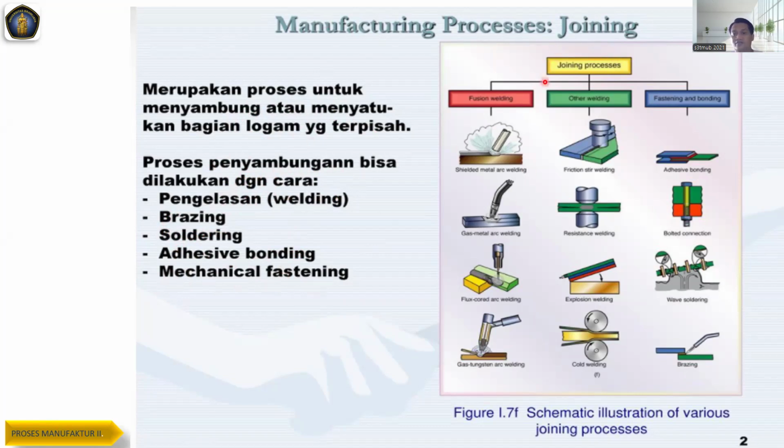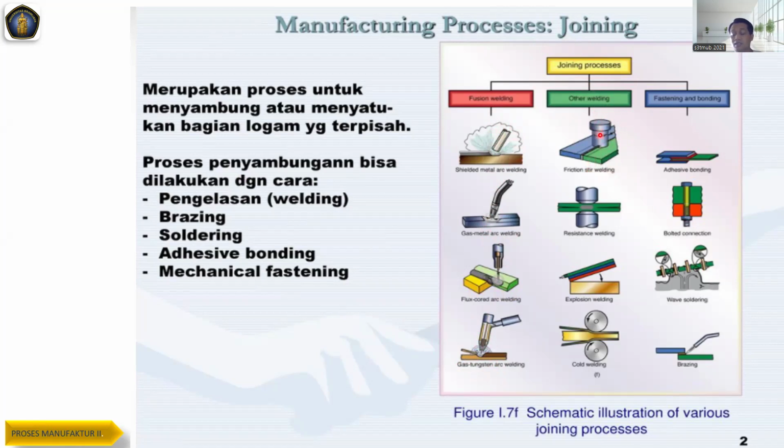For joining processes, you can see this table here. This is SMAW, or shielded metal arc welding. The second is gas metal arc welding. The third is flux core arc welding. And the fourth is gas tungsten arc welding. Tungsten is the name of the electrode. And the second group is other welding, such as stir welding.